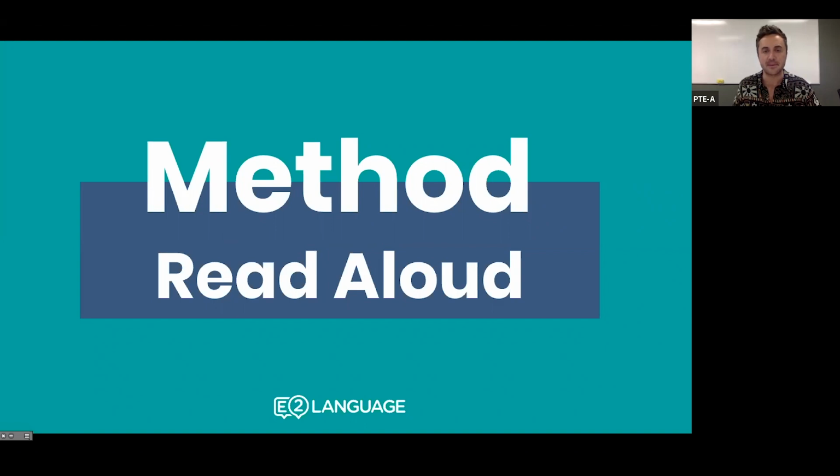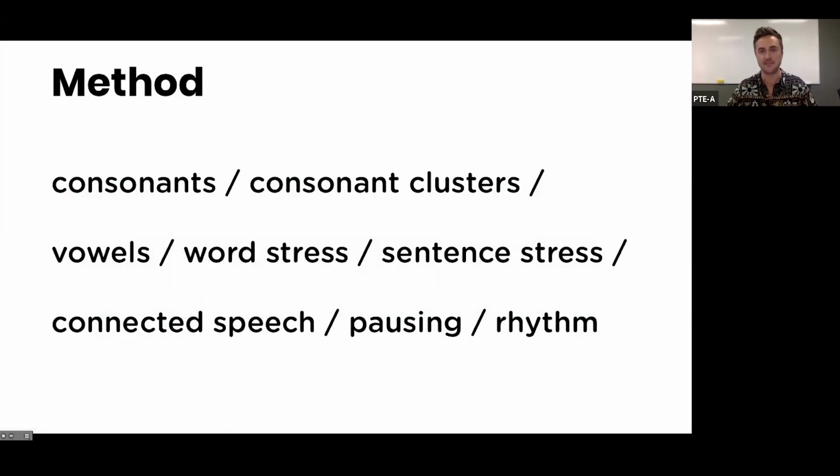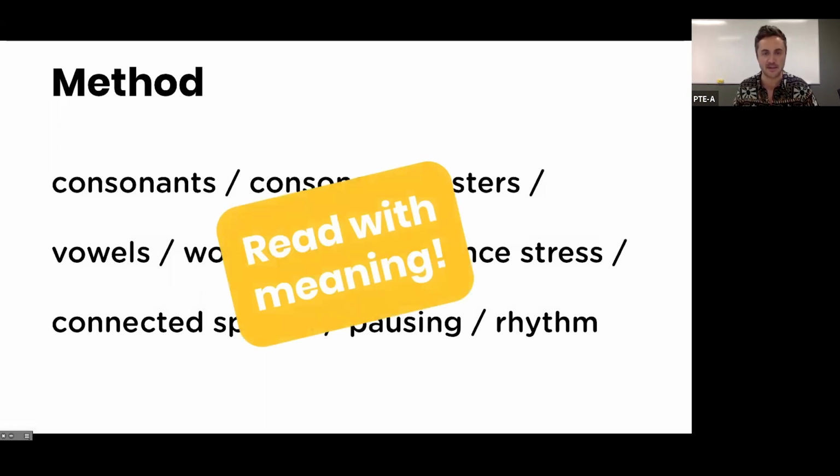Okay, cool. Now let's talk about the method for read aloud. So the method is to combine everything that we've just done into a proper reading. But if you want to simplify this down, boil it down into one precise little statement, that is, read with meaning, okay? When you get that paragraph, you read it to understand it, and then speak with meaning, okay? You want to convey your understanding in the way that you speak. Because if you do that, naturally, you're going to pause correctly, you're going to connect speech, you're going to vary the intonation with meaning, etc.